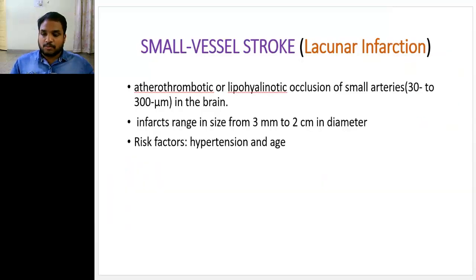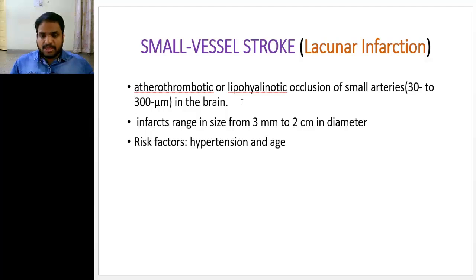Now we will come to the small vessel strokes. These are the large vessel strokes which we were discussing. I think I will cover this topic also, that is the small vessel strokes or lacunar infarction. So what are small vessel strokes? It is nothing but the atherothrombotic or lipohyalinotic occlusion of small arteries that range from 30 to 300 micrometers in the brain.